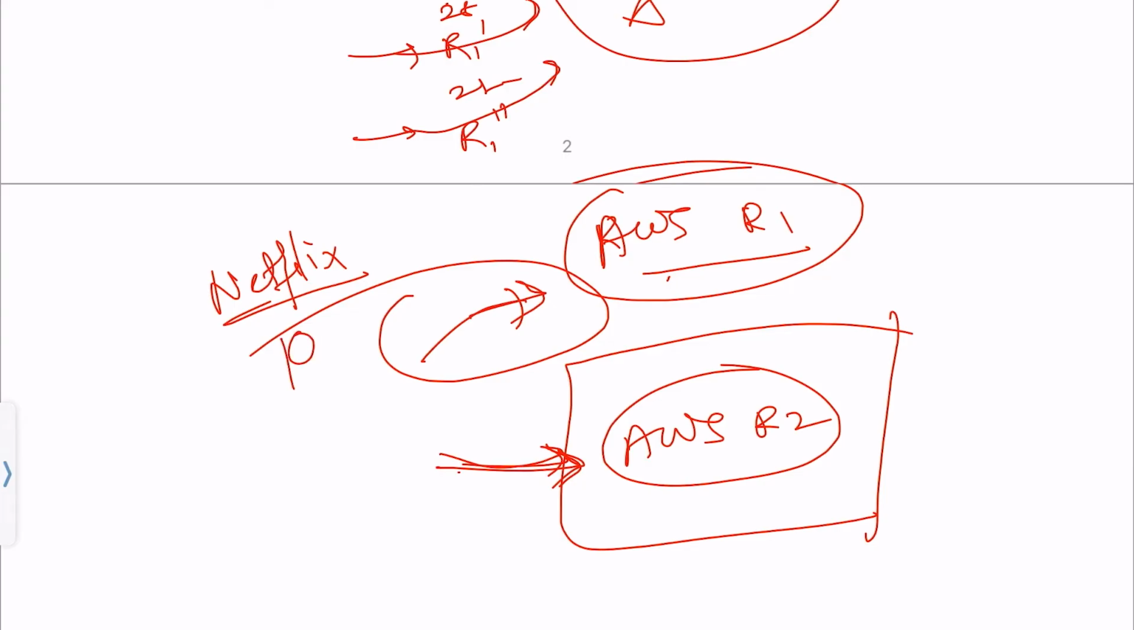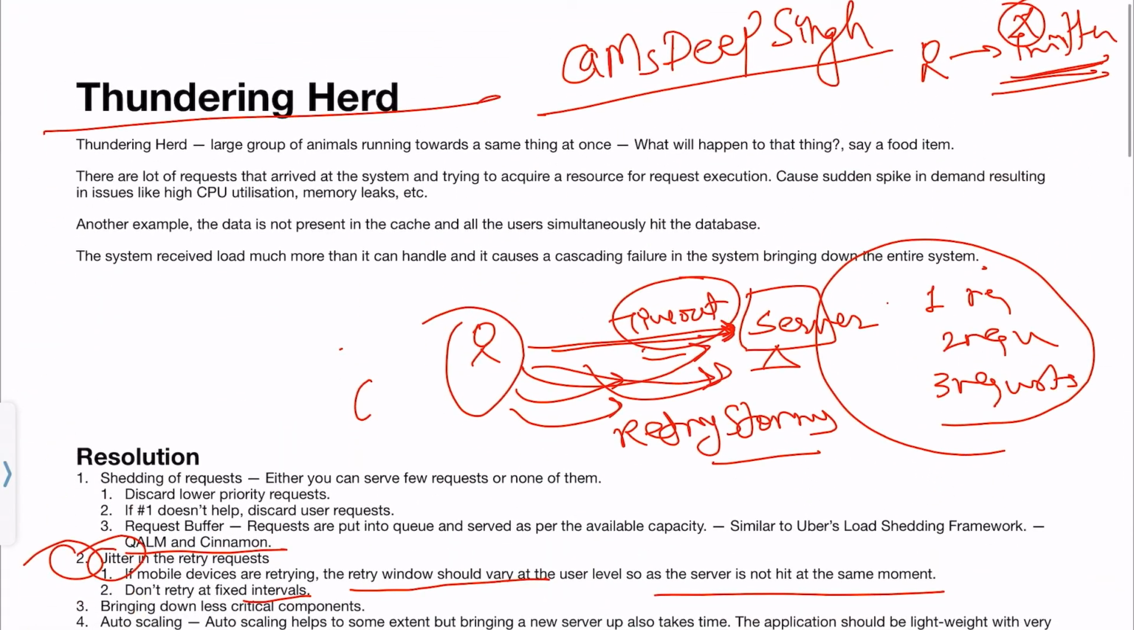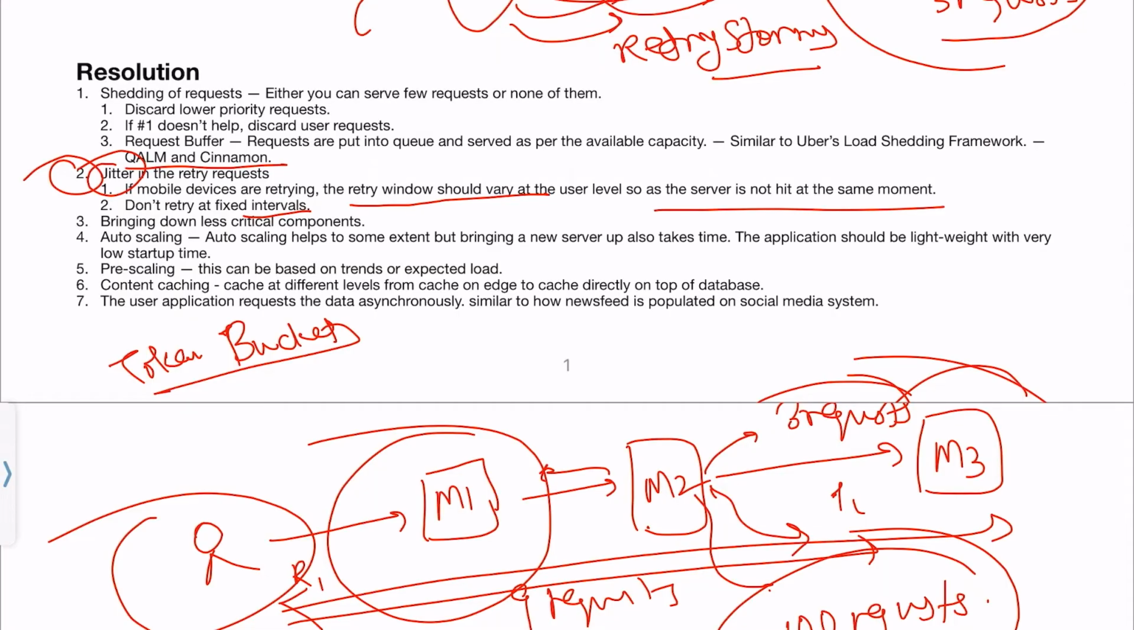The Netflix devices which are connected are introduced with some jitter in place. So let's say this one connects at 1 second, this one at 2 seconds, this one at 3 seconds, something of that sort, so that the load on the R2 region increases slowly and it is not bombarded with all the requests at the same time, avoiding the thundering herd problem. Great.